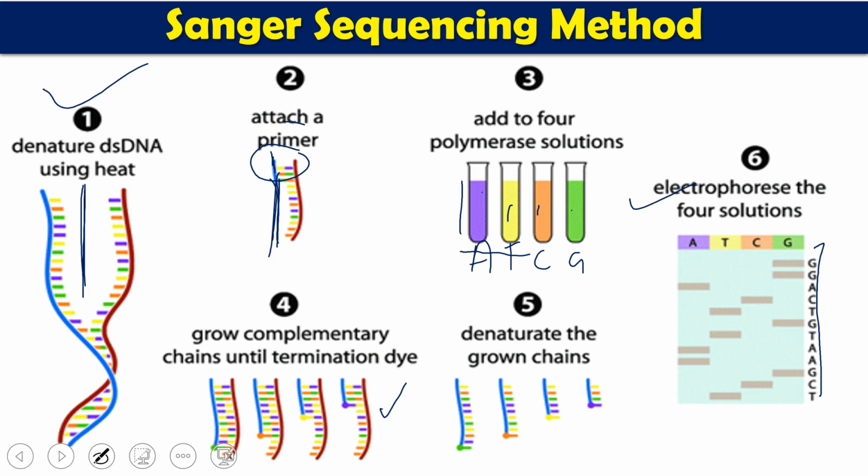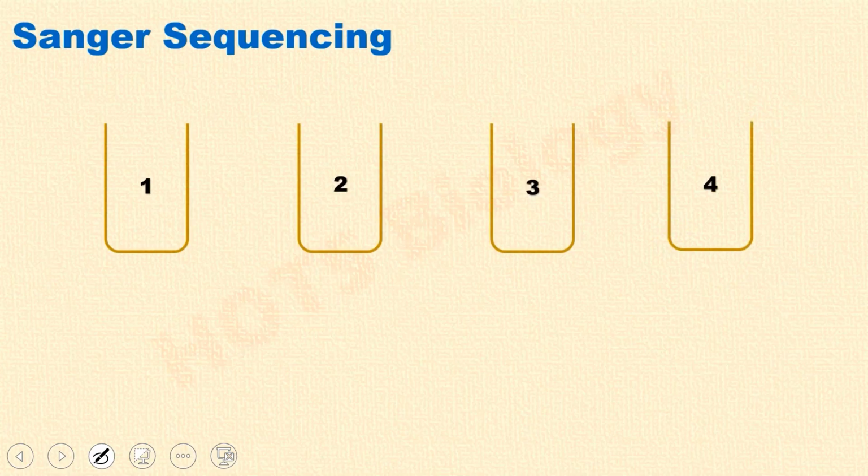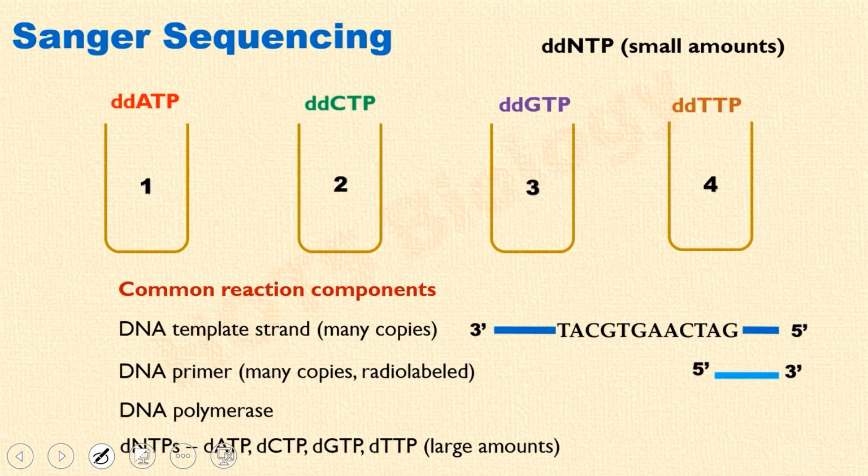How these 6 steps work in detail, that we are going to see now. So what we are going to do, we are going to take 4 different test tubes, and these test tubes are designated for specific nucleotides. Like I have told you, one for adenine, one for thymine, another for cytosine, and the fourth for guanine.